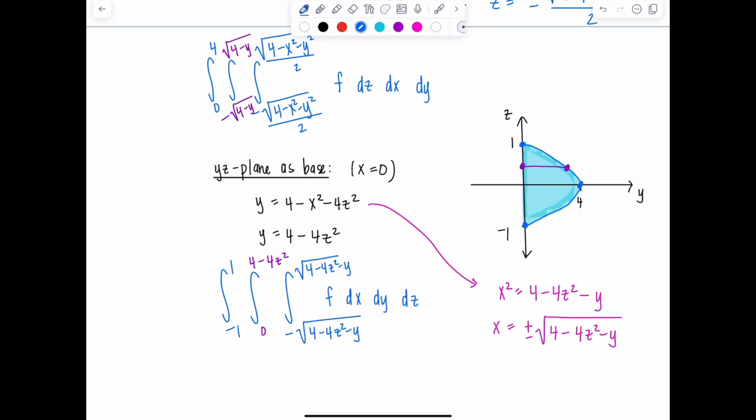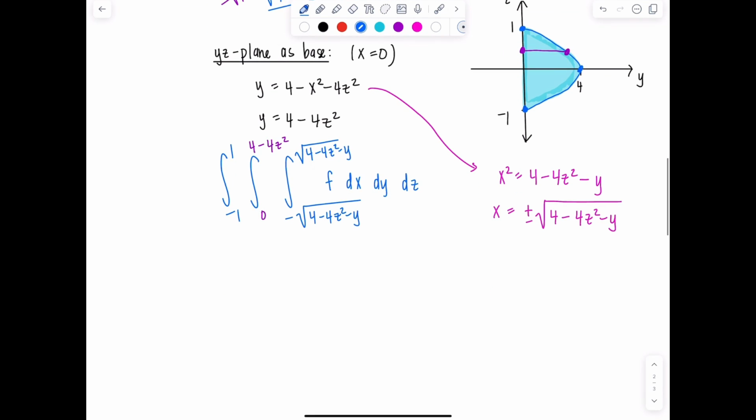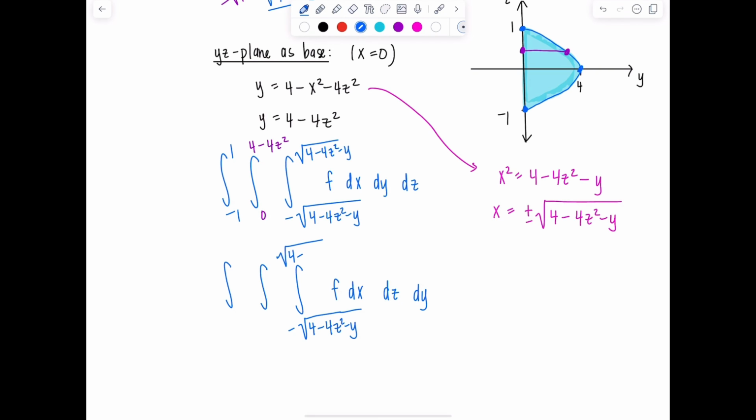Beautiful. Only one more to go. And it's not bad because we're going to keep x first. So we already have those limits, and then we're just going to switch it to dz dy. So let's fill in the limits for x. Those don't change. And then this is rad 4 minus 4z squared minus y. Now, since y is on the outside, those limits have to be constant. That goes from 0 to 4.